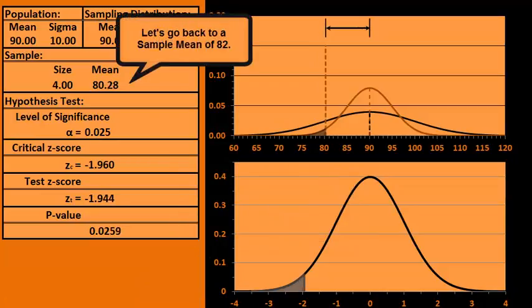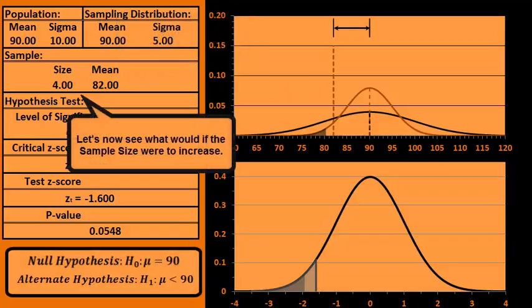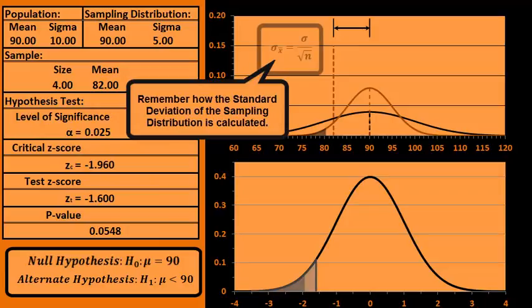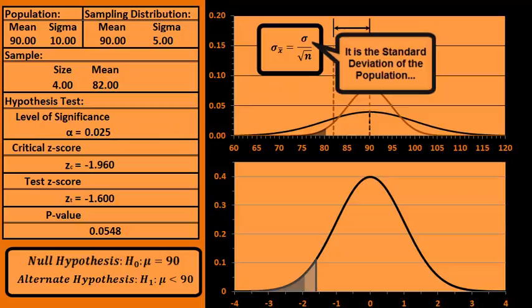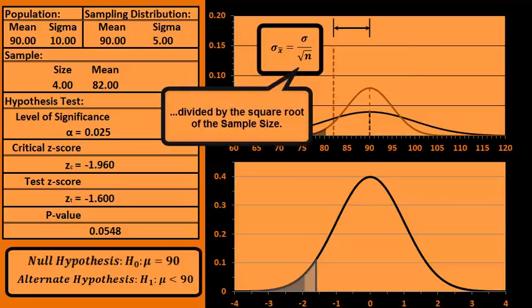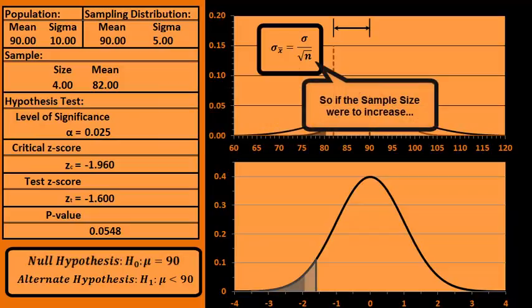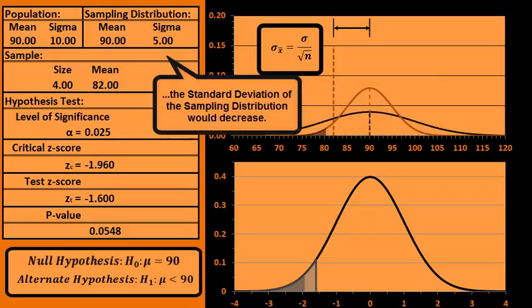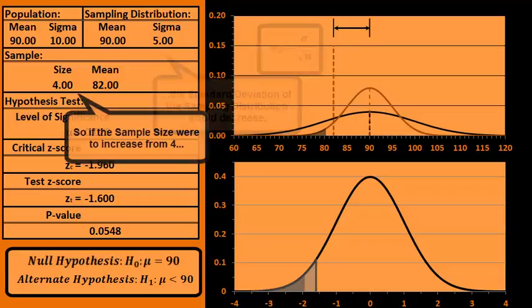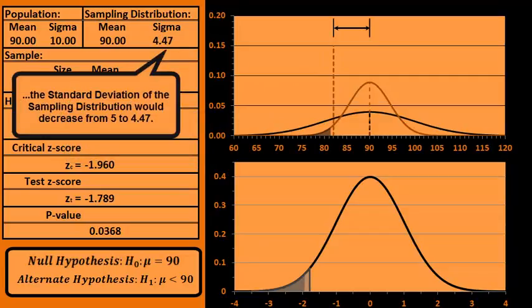Let's go back to the sample mean of 82. Let's now see what would happen if the sample size were to increase. Remember how the standard deviation of the sampling distribution is calculated. It is the standard deviation of the population divided by the square root of the sample size. So if the sample size were to increase, the standard deviation of the sampling distribution would decrease. So if the sample size were to increase from 4 to 5, the standard deviation of the sampling distribution would decrease from 5 to 4.47.